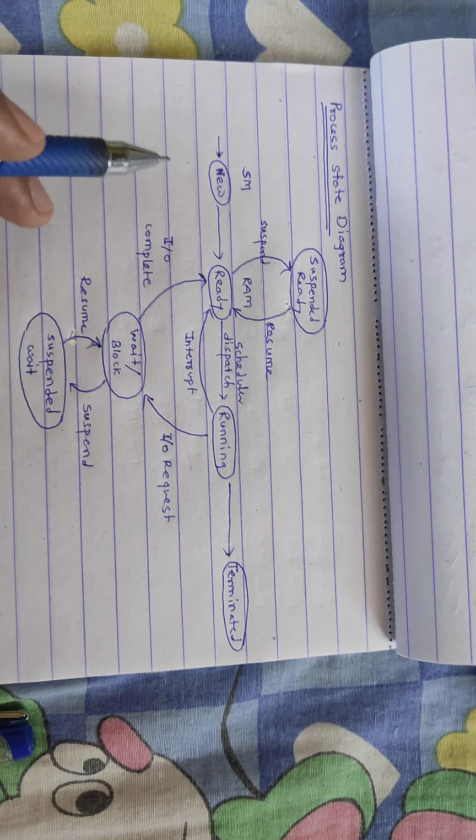Now the ready state is also called the ready queue. It is present in the primary memory, that is RAM. When a process enters the ready queue, it has to wait there for execution. So it is waiting for the processor for further execution.